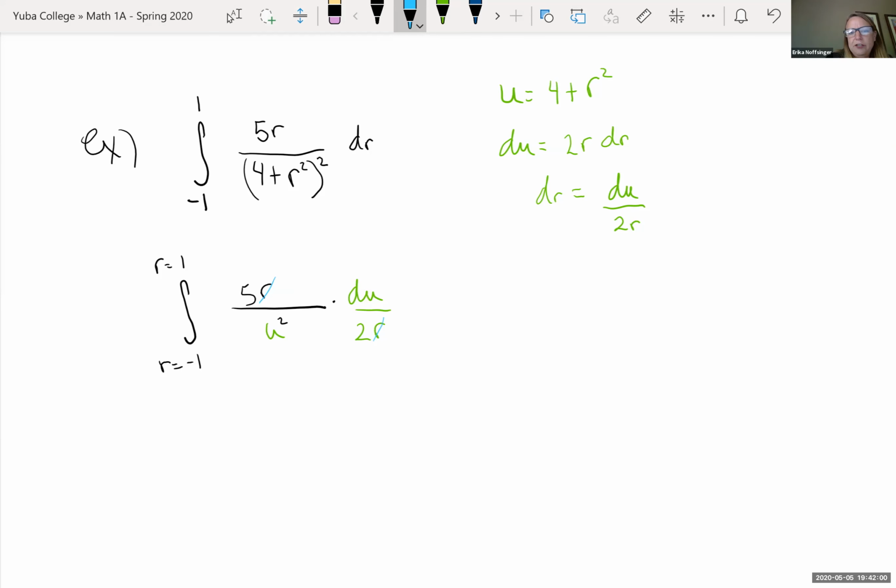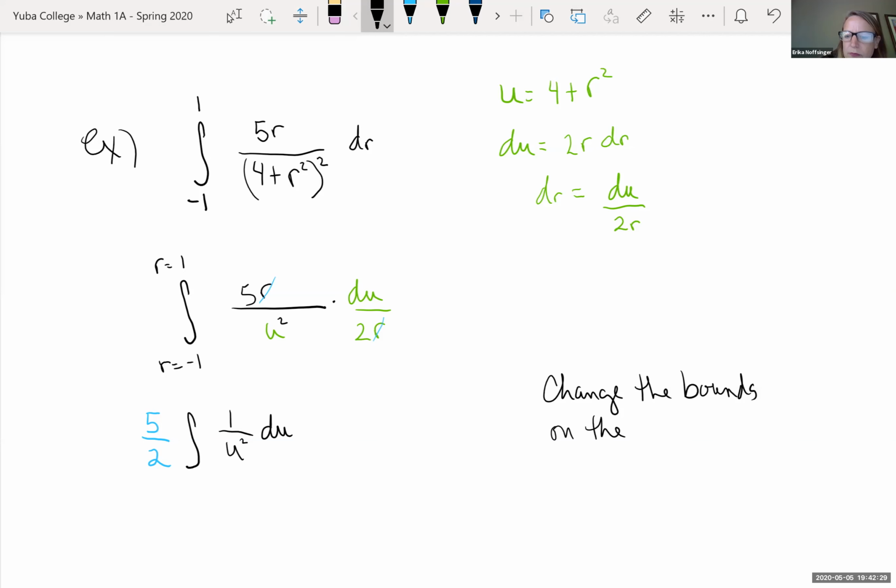Notice that we have a coefficient of 5/2 here. If we want, we can pull that 5/2 out front. I have the integral, I'm not going to put my bounds on right now, of 1 over u squared du. Let's change the bounds on the integral to be in terms of u.